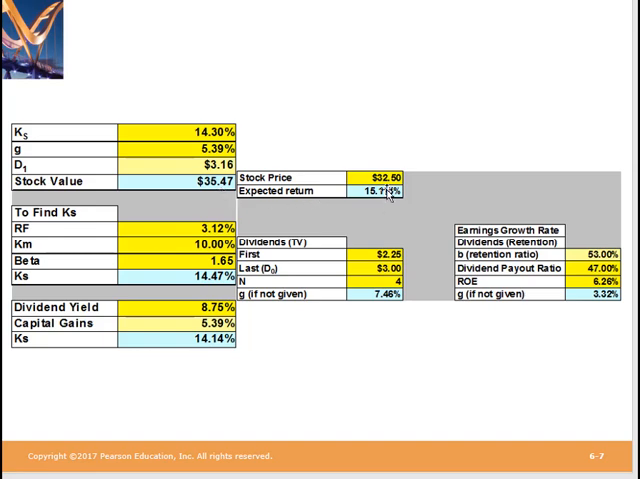So the stock's value is roughly $35.47. The stock price we mentioned is $32.50. You would pay $32 to get $35. If you buy the stock for $32.50, you would actually earn 15.12%, which is obviously better than 14.3%. So again, for problem 3 here, we've identified a good investment for the company.